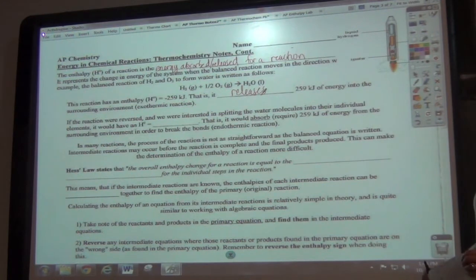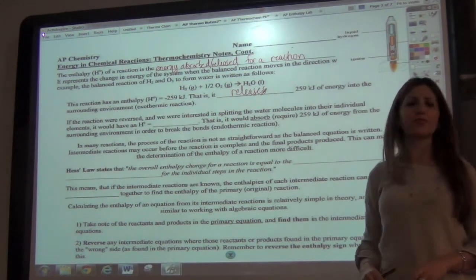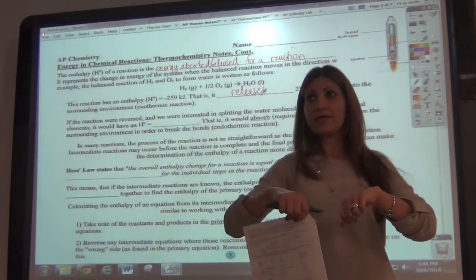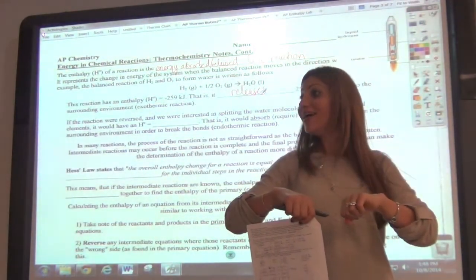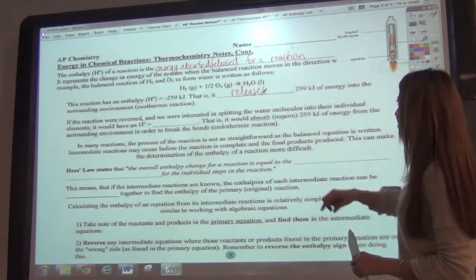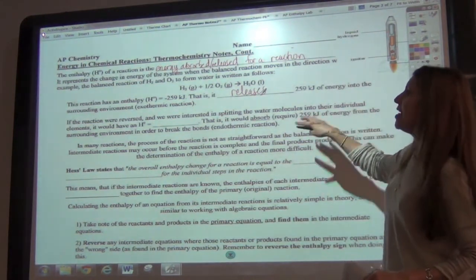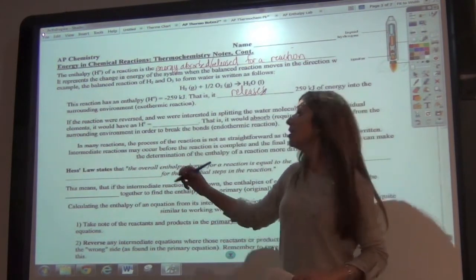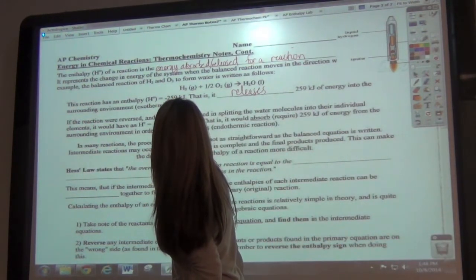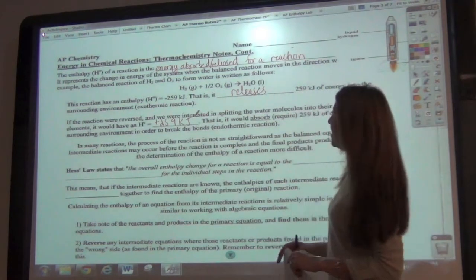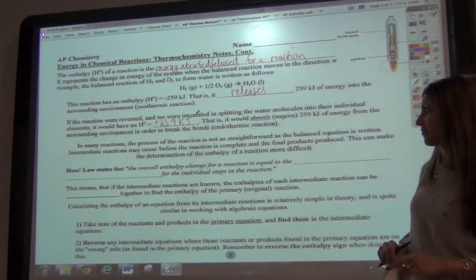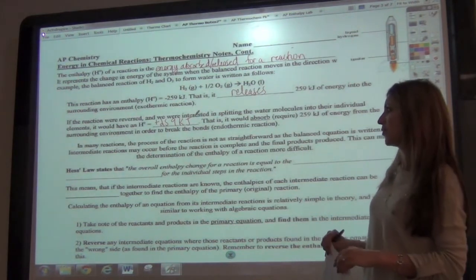If the reaction were reversed and we were interested in splitting water molecules, you could use what type of instrumentation to split water? Starts with an E. Electrolysis. Awesome. Electrolysis. Into their individual elements, it would have an H equal to what? Not negative 259, but positive 259 kilojoules. Awesome. That is, it would absorb or require 259 kilojoules of energy from the surrounding environment to break those bonds, so it's an endothermic reaction.